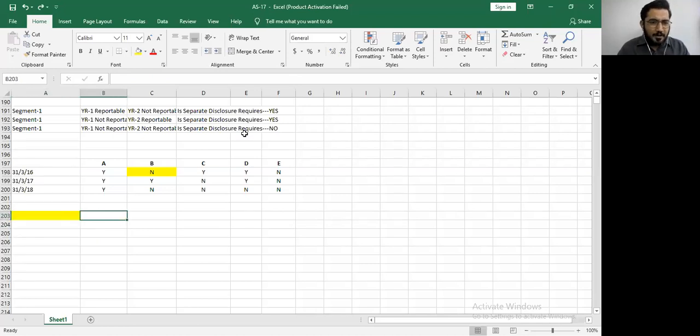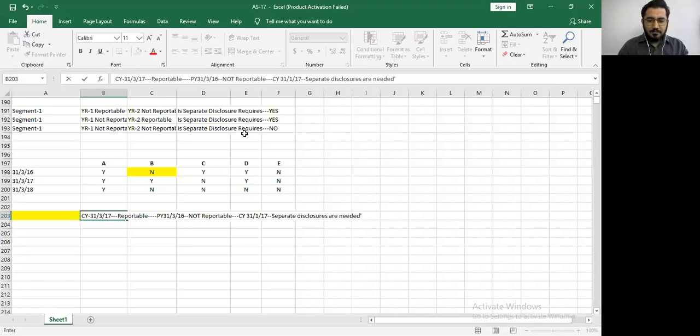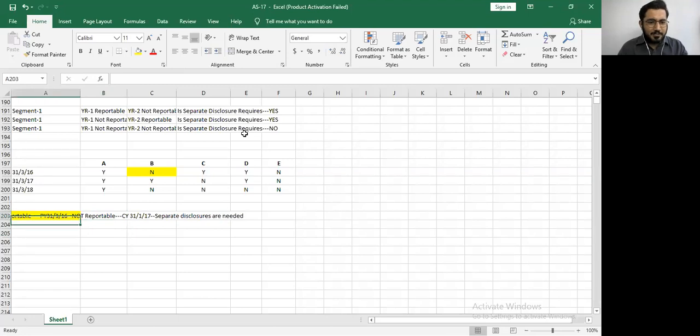Are you understanding? Right, I am again writing it for you. It says current year, that is 31st March 2017. This segment is reportable, but in the previous year, 31st March 2016, it was not reportable. Then in the current year, that is 31st March 2017, separate disclosures are needed. You will need separate disclosures regarding this. Are you getting it? This is for the yellow part. Come to the next one.